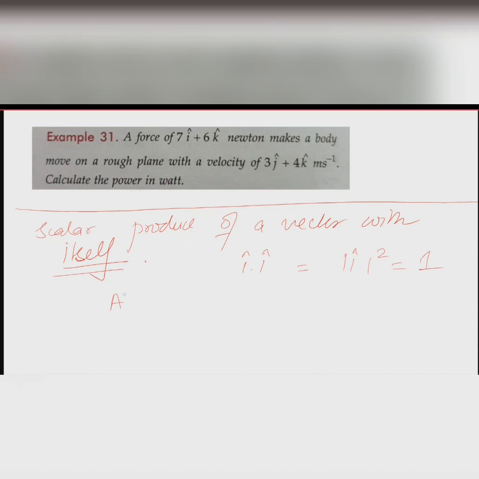So if I do A dot A, it would be ax square plus ay square plus az square, right? Which is nothing but the square of the magnitude of the vector. Fine. So dot product of a vector with itself basically gives you the square of the magnitude of the vector.